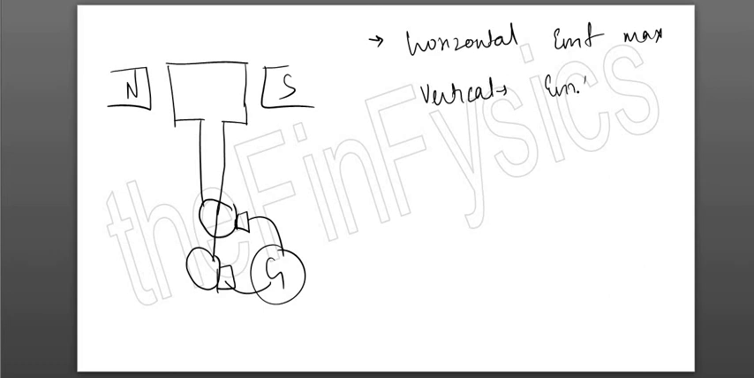Now the only part which you have to learn by heart over here is when the coil is horizontal, EMF induced is maximum, and when the coil is vertical, EMF induced is minimum, and the output is an alternating current or an alternating voltage.